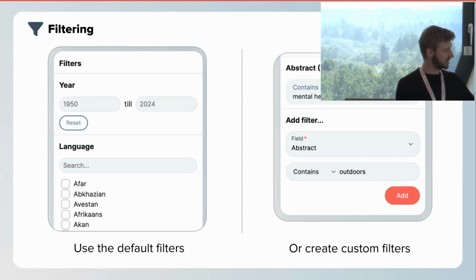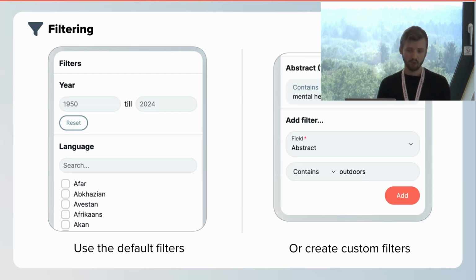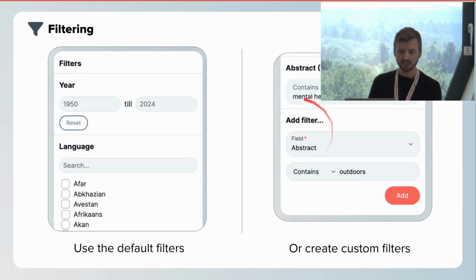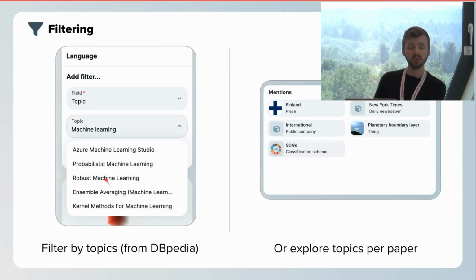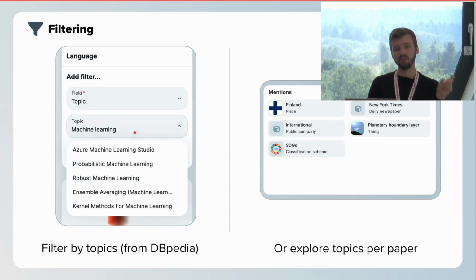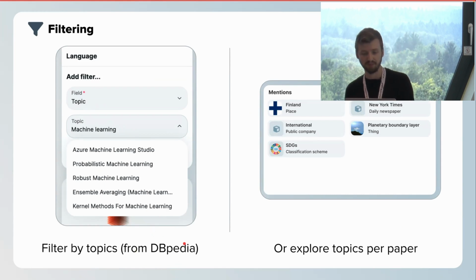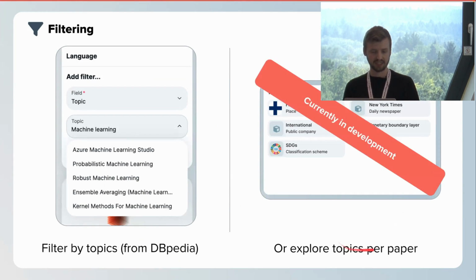So apart from the default filters, we have the custom filters, where you can filter on specific fields in the database. But also it's possible to filter based on specific topics. So here we can select a topic, and from the autocomplete, we have the ability to then find the topic, and then papers addressing this topic will be listed in the search results page. And these topics for now are coming from DBpedia. This explore topics per paper view you currently won't find in the UI, but will be released soon.